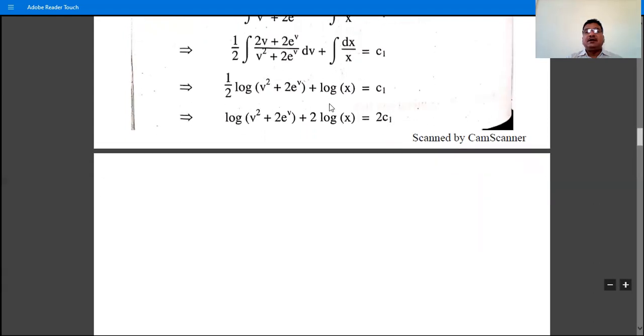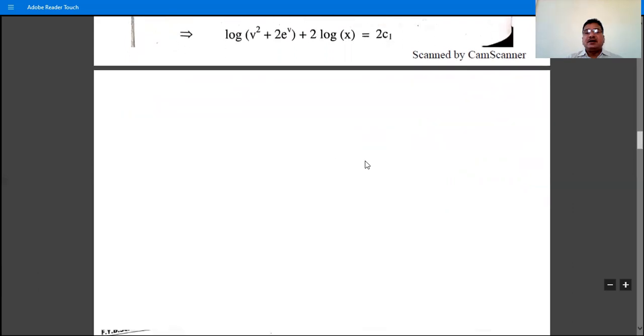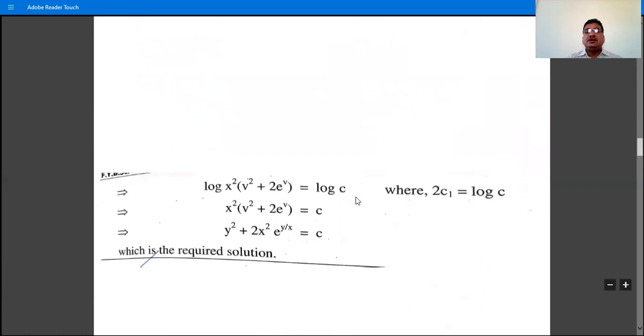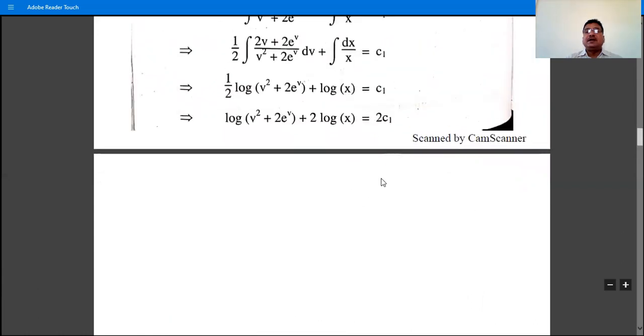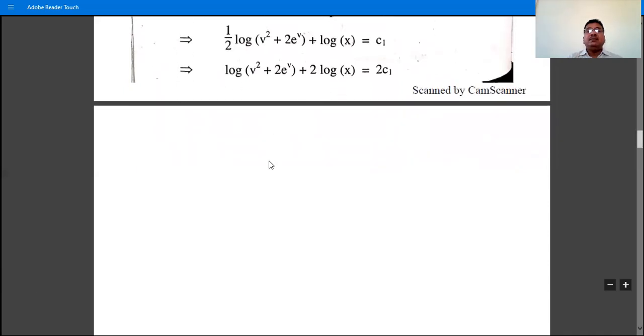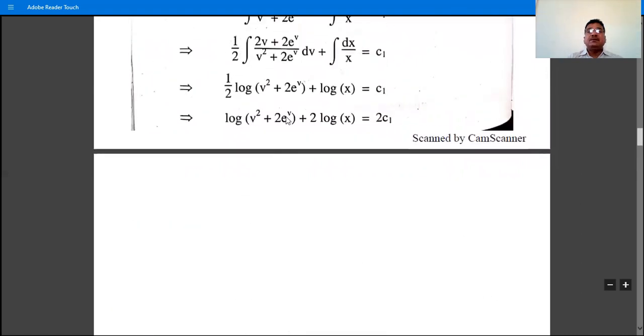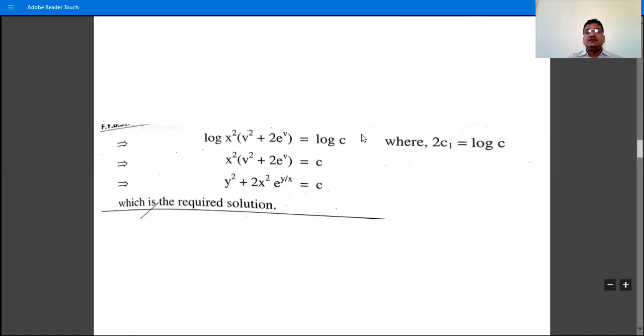Then after multiplying by 2, we have this, and write this 2c1 as log c, a new constant. Then use the rule 2 log x is log x squared, and then use the rule log a plus log b is log of a times b. So log of x squared times (v squared plus 2 e raised to v) is equal to log c. Cancel log on both sides. We have x squared times (v squared plus 2 e raised to v) is equal to c, and then substitute v as y by x.